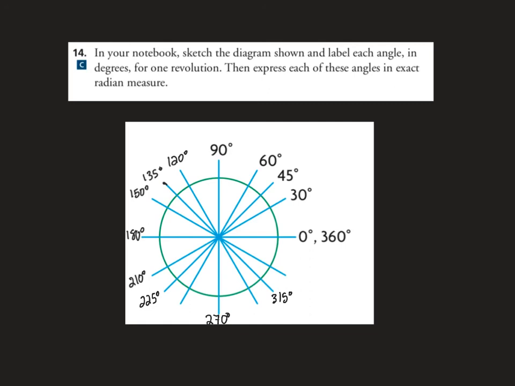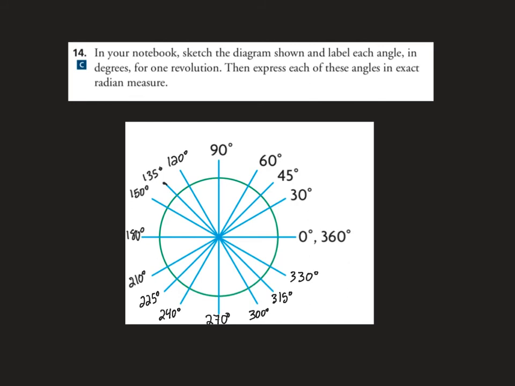Okay, let's see this one. Just short of 270 by 30 degrees is 240 degrees. Beyond 270 by 30 is 300 degrees. And just 30 degrees short of 360 is 330 degrees.